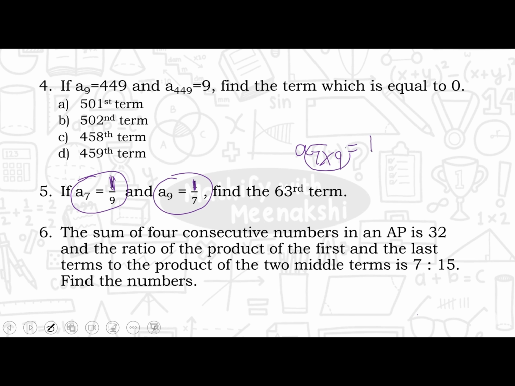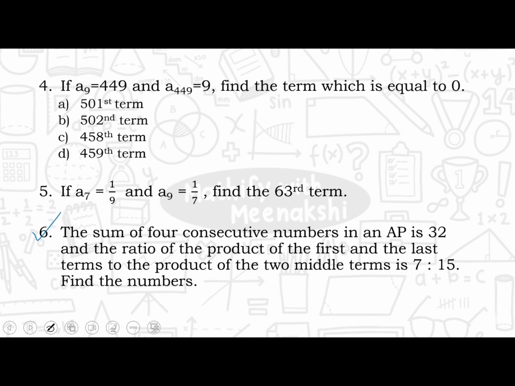You can say, what is this? A 63 is always 1. So the answer is directly 1. If it comes in an MCQ or for a 1 marker, you can write it directly. If it comes for 2 or 3 marks, then you have to use the full method, like a plus 6d is equal to 1 by 9, and a plus 8d is equal to 1 by 7, and now it's a linear equation in two variables a and d, so you can solve accordingly.